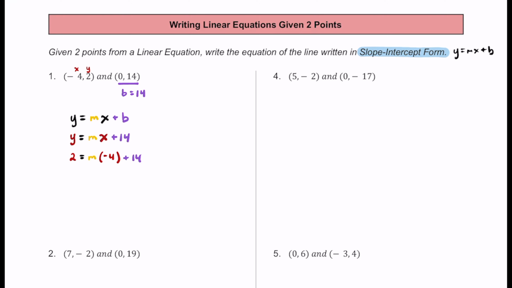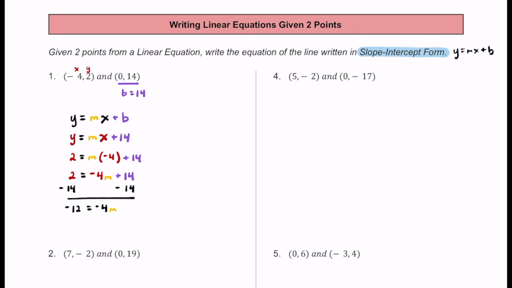Cleaning this up a little bit, 2 is equal to m times -4, which is the same thing as -4 times m, or -4m, and then we add 14 afterwards. At this point, we're just solving for m because that's our only variable. I'm going to take away 14 from both sides. On the left side, 2 minus 14 is -12. On the right side, we're left with -4m. I'm going to get rid of these colors, but keep the m as this yellowish color so we can identify it easily.